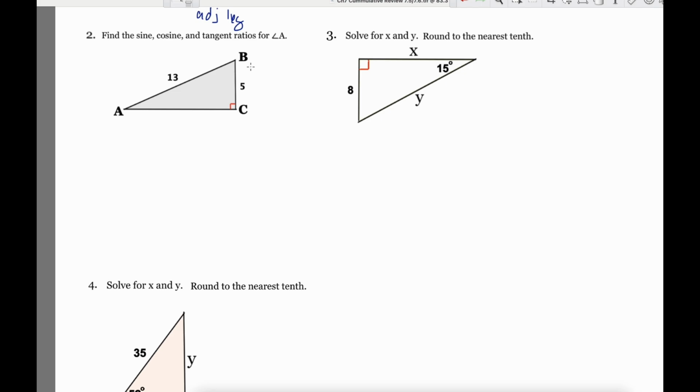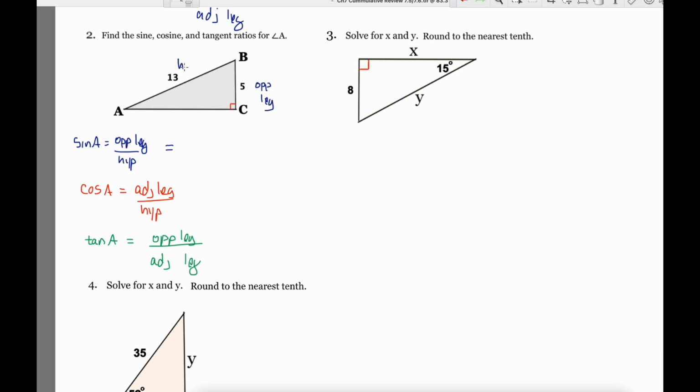Okay, let's look at number 2. Find the sine, cosine, and tangent ratios for angle A. We're given a triangle with a side of 5 and a hypotenuse of 13. I'm just going to write out my three trig function equations, and label my triangle. I know sine of A is going to be 5/13.